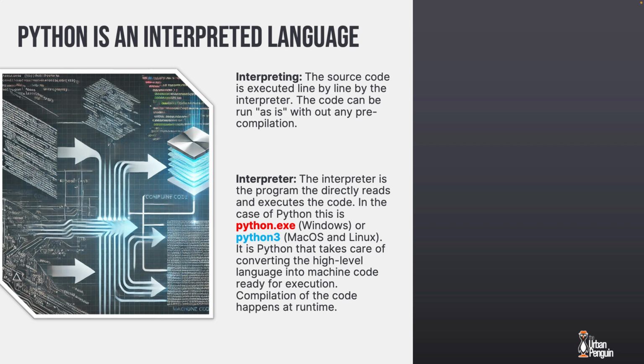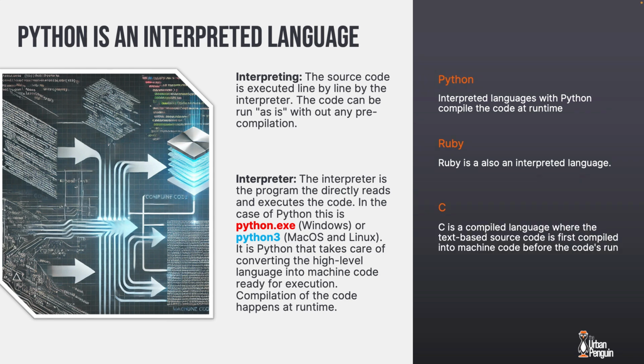It's Python that takes care of converting the high-level language that we write into the machine code ready for execution. The compilation from our high-level language into machine code happens at runtime. So Python is an interpreted language, as is Ruby. We can create Ruby scripts much in the same way as Python scripts, and the Ruby interpreter will compile and execute the code.